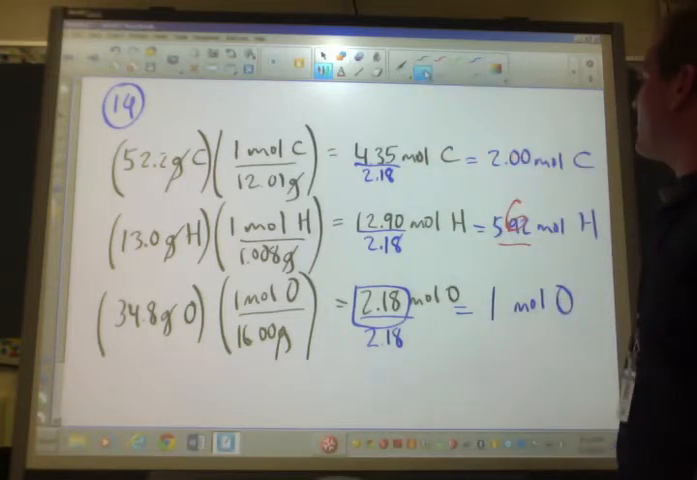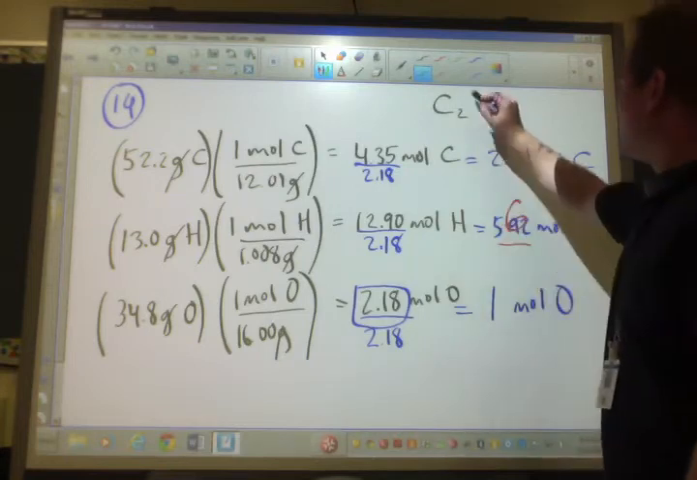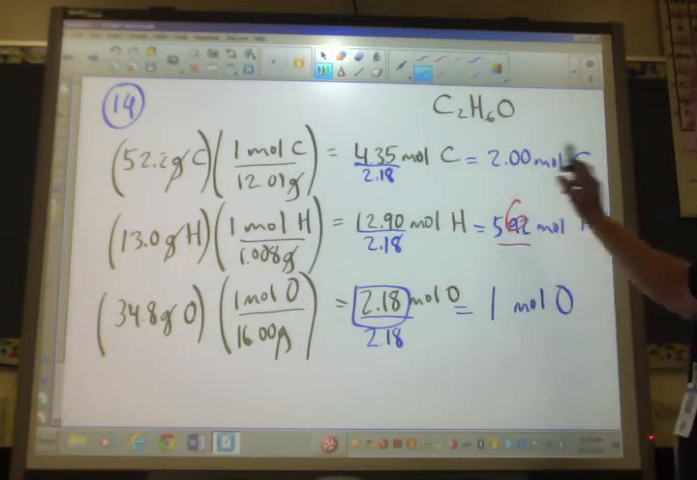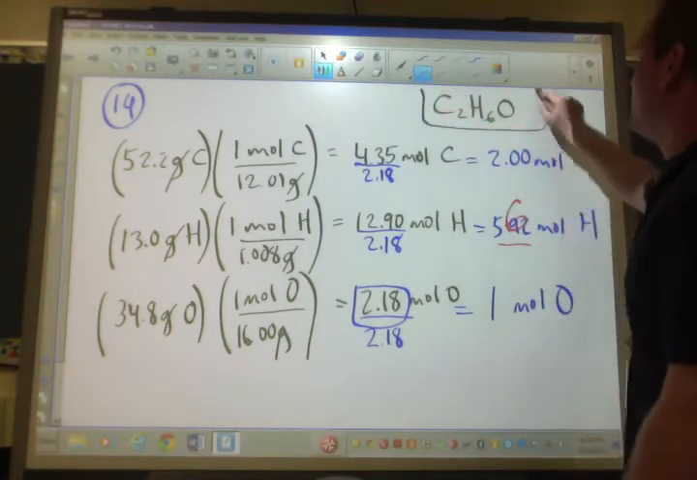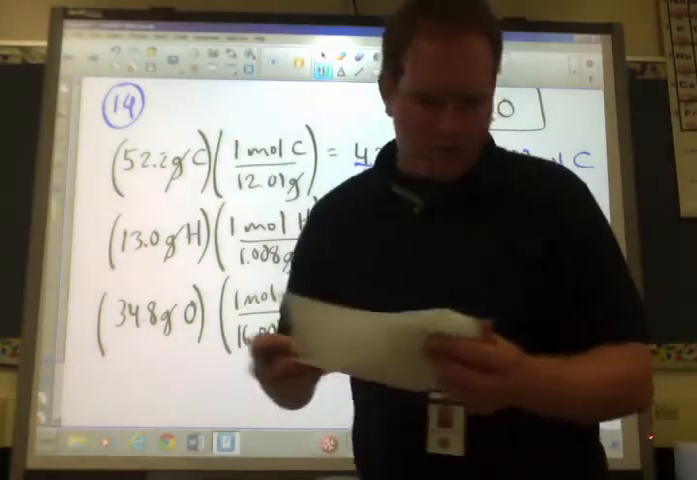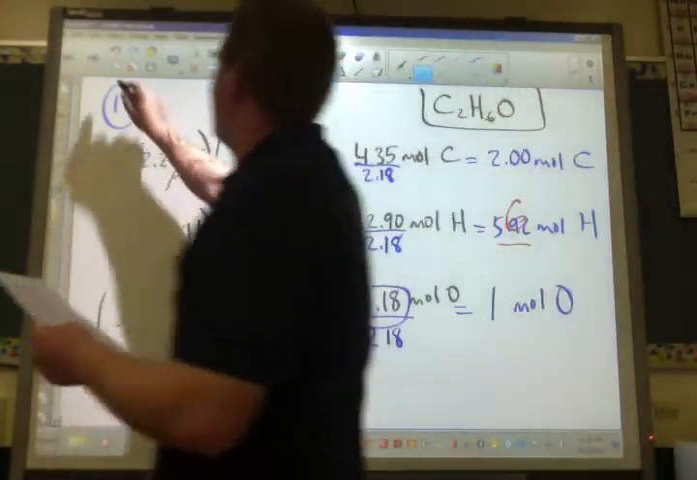So I'm just going to rewrite my formula. C2H6O. Because I have 2 moles of carbon for every 6 moles of hydrogen for every 1 mole of oxygen. C2H6O. Number 15.